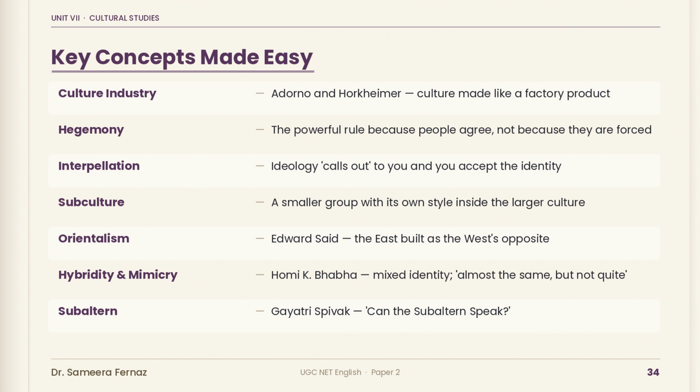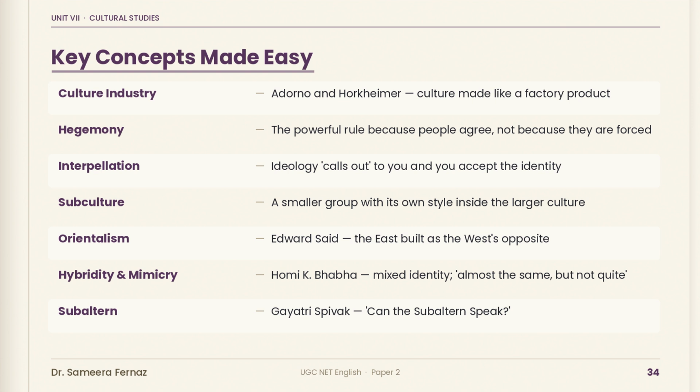Orientalism by Edward Said describes how the East was constituted as the opposite of the West. Homi K. Bhabha gave hybridity and mimicry, which he described as almost the same but not quite. And Gayatri Spivak gave us the subaltern in her famous essay Can the Subaltern Speak?